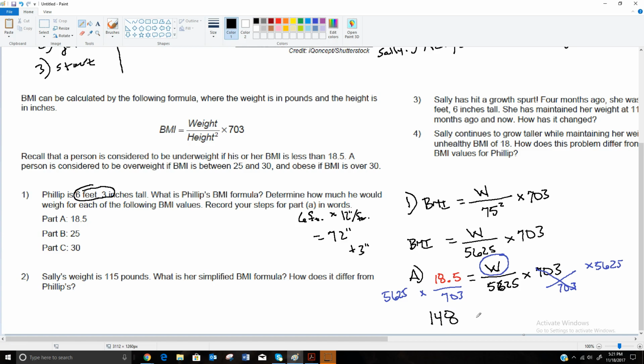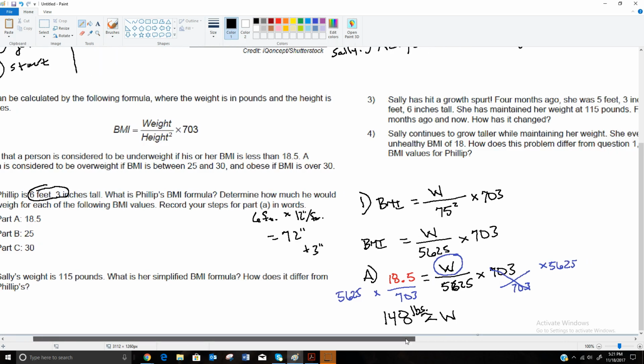It's 148.03, but I'll just say approximately 148 pounds. So 148 pounds is his weight if he wants to have a BMI of 18.5. And you could double check this by plugging it into the equation and making sure that you get back 18.5 roughly. So that's the first one. I'm kind of short on space here. Let me see if I can go over to the side here.